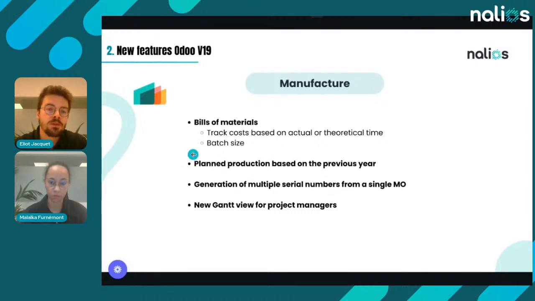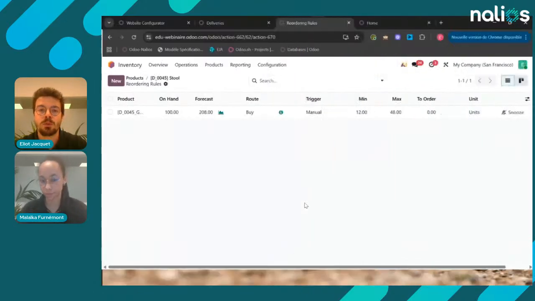As for the inventory and the reordering rules, we can also plan production based on the previous year. And we can also now, from a single MO, generate a multiple number of serial numbers, which wasn't the case before. And lastly, we also have a new Gantt view that allows the project manager to have a better view on the production for the next few months.